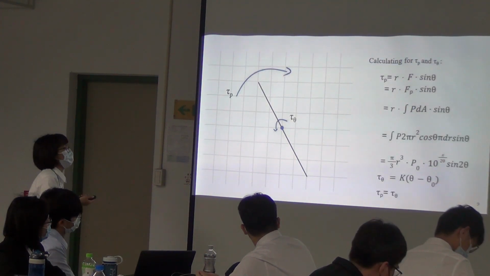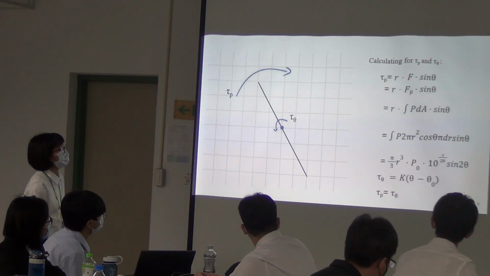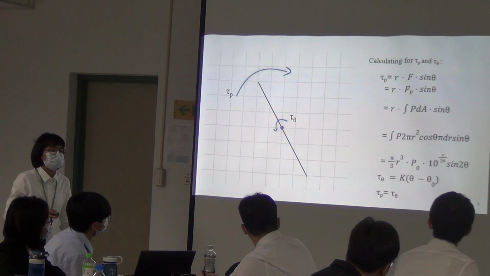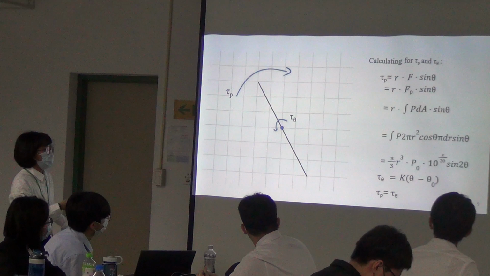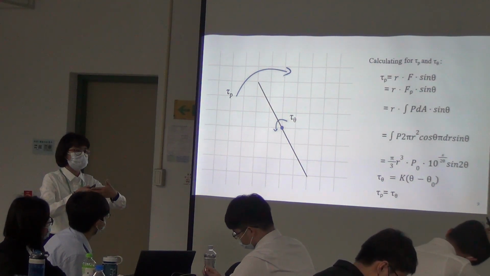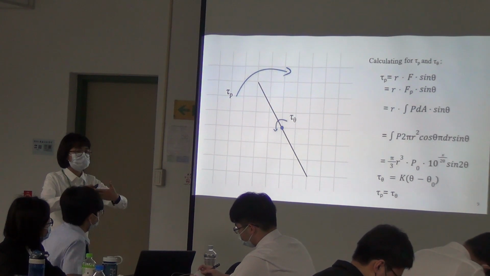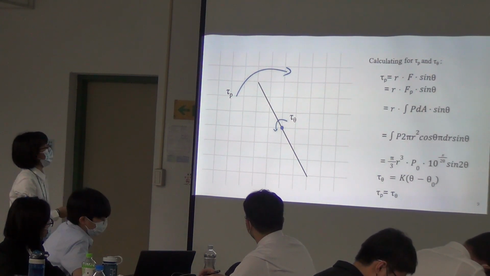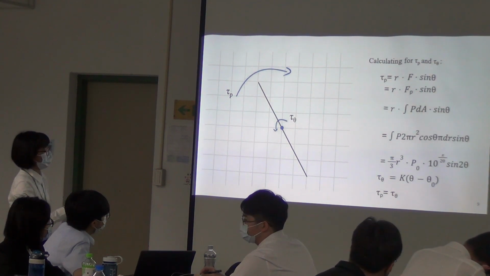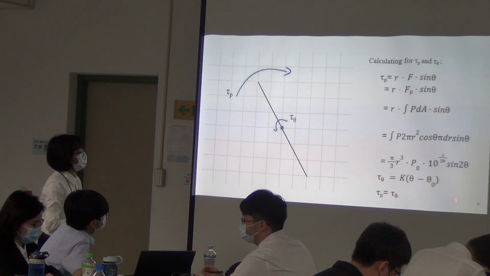And this is the calculation for tau P and tau theta. In the end, the disc will turn almost 90 degrees and stay in this position, except it will vibrate back and forth. We think that it's because of tau P and tau theta. In the end, they will equal each other.